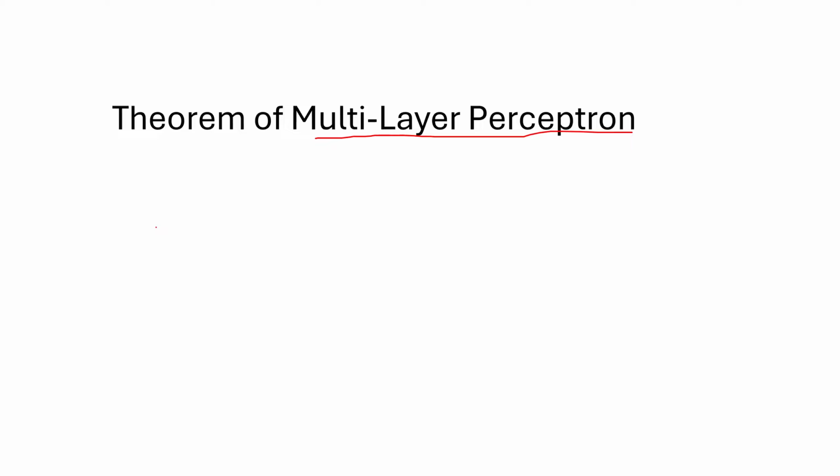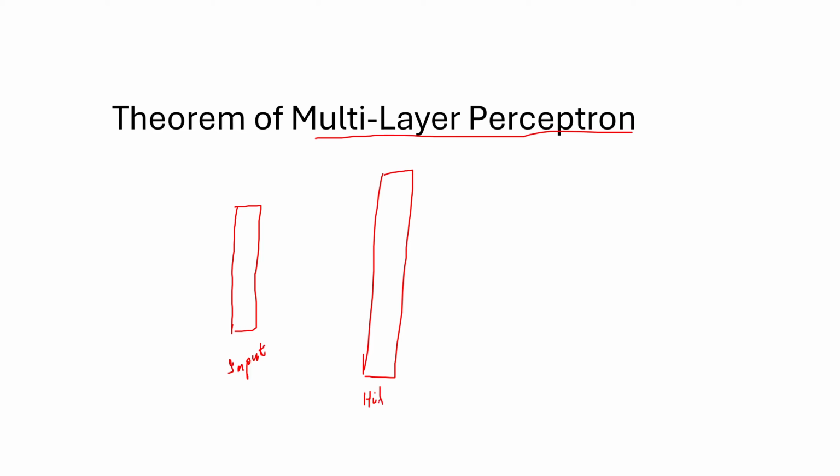So let me revise it graphically. If we have a multilayer perceptron having one input layer, and one hidden layer, and one output layer. In between the input and the output layers, there are one or many hidden layers, and in these hidden layers there could be a certain number of neurons included. In today's lecture we will see the theorem of multilayer perceptron, which is used to decide the number of neurons in these hidden layers.